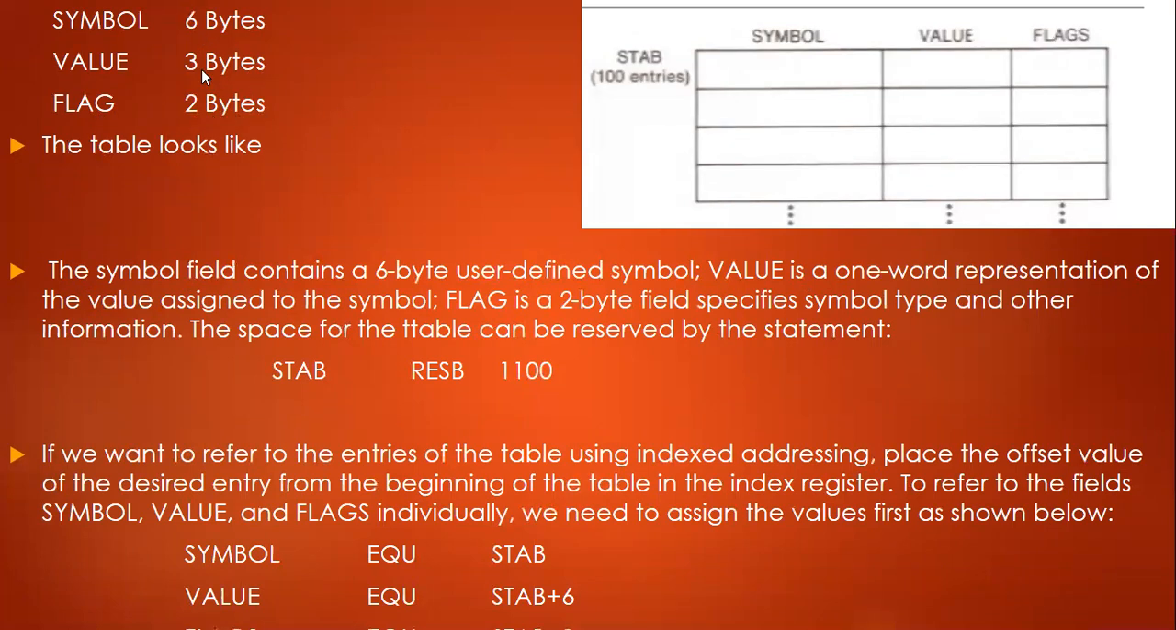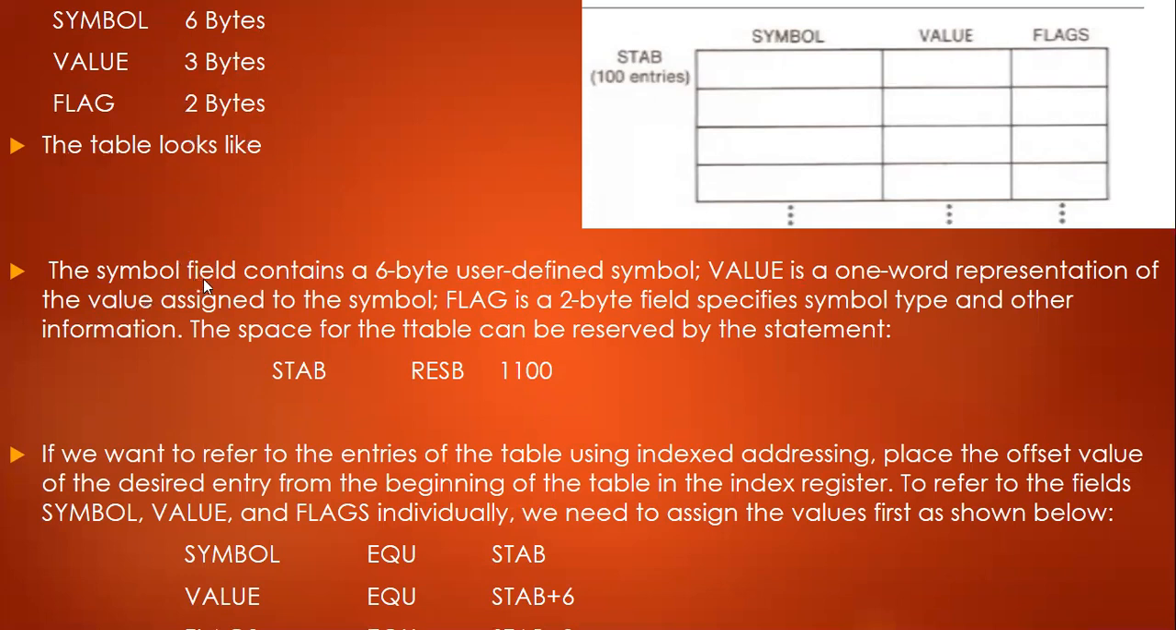See here, 6 plus 3 plus 2, 11. Total 100 entries are there. Total 1100 bytes should be reserved. Is it correct? 1100 bytes should be reserved. So this is the expectation of our symbol table. We'll see how we can deal with this using the ORG statement.